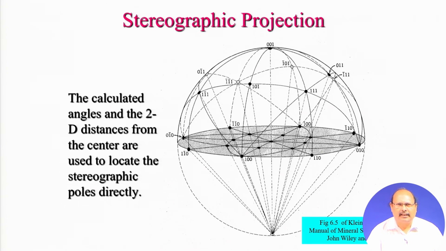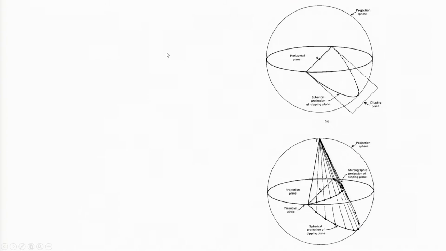So, in a nutshell, using this approach, all these planes can be projected in this equatorial plane here. And you can also think of an inclined plane. Let us consider this inclined plane here. When this inclined plane intersects with this sphere, that intersection is a curved line. This is the spherical projection of an inclined plane like this.